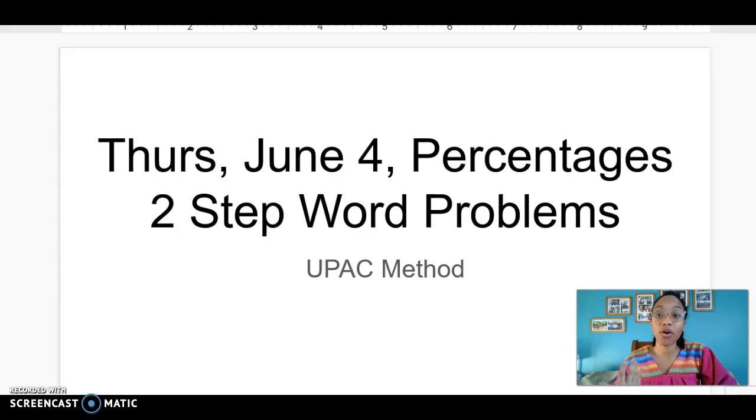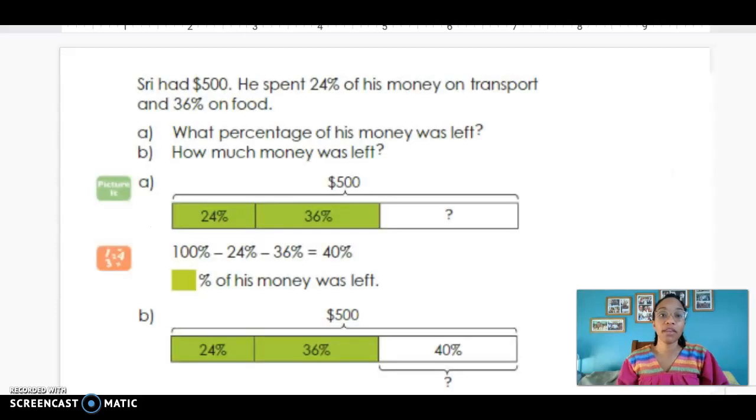Now we're going to look at more complex two-step problems that have 3 parts to make up their whole instead of just 2 parts. We're still going to be thinking about the idea of discount or budgeting as we come up with these answers. So let's look at this problem.